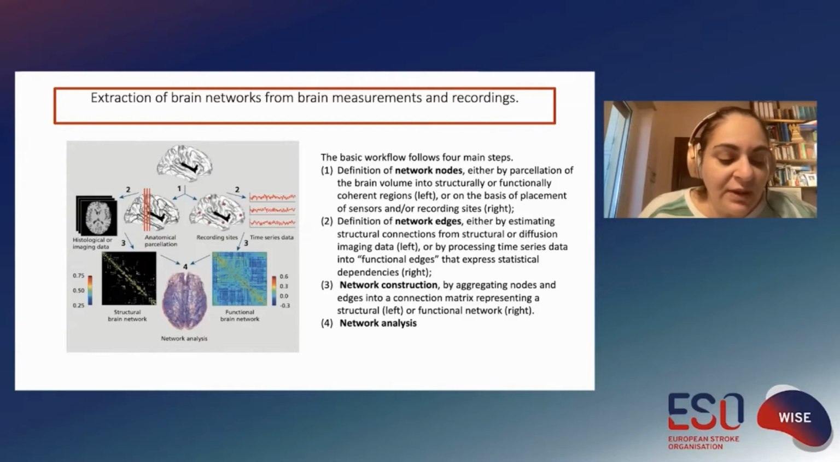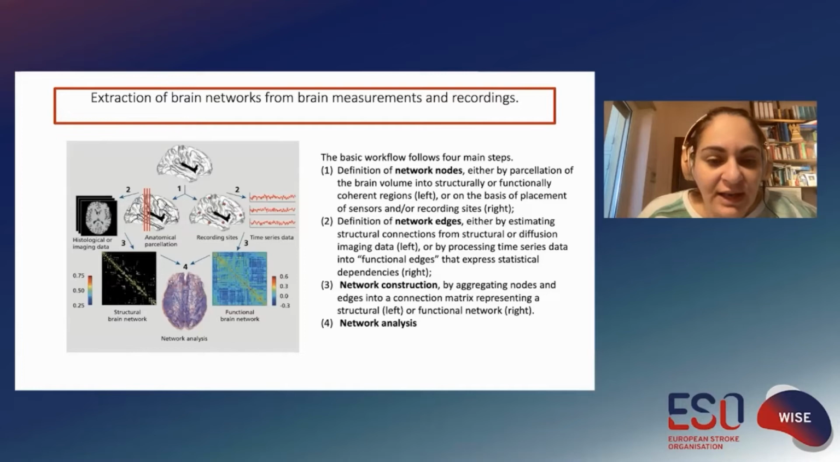So as you can see in these slides, here are presented the four steps that constitute the basic workflow following the mainstream to define the network nodes, the network edges, the network construction, and then, of course, the network analysis.